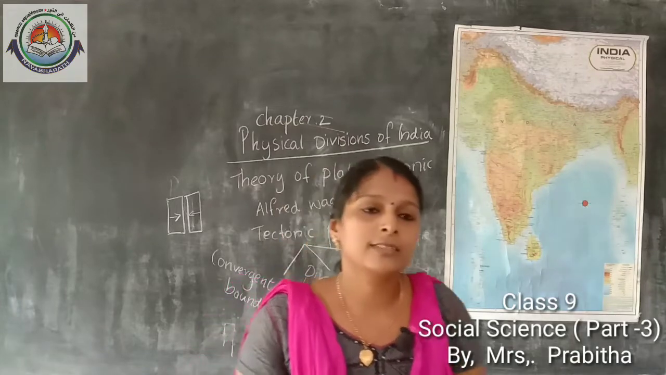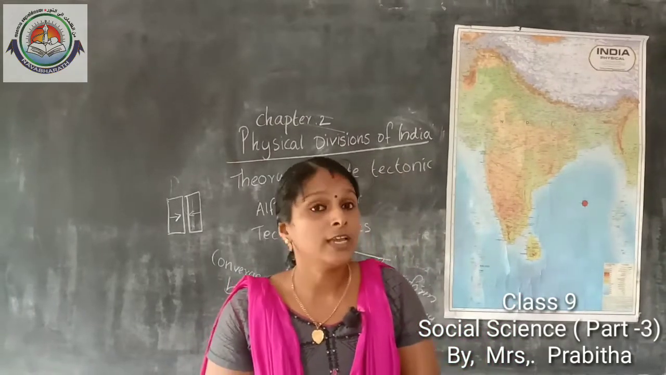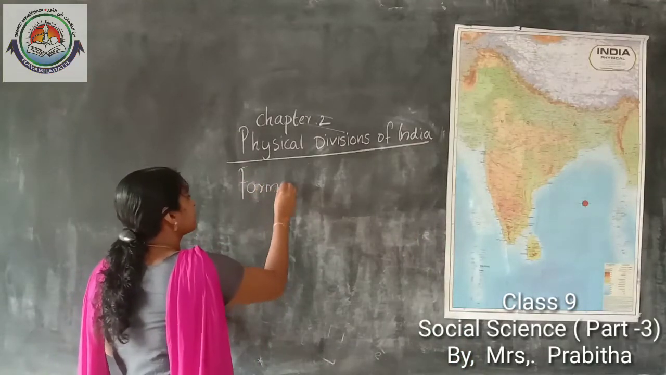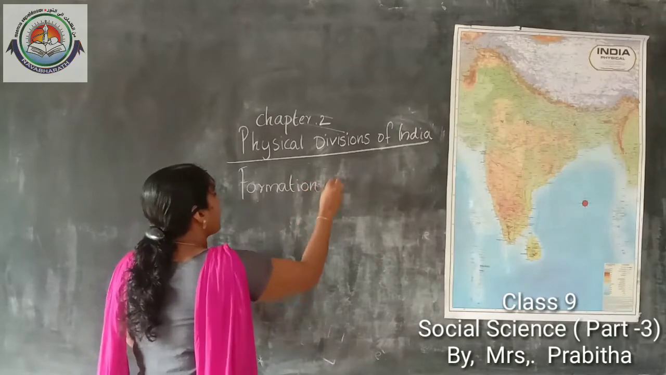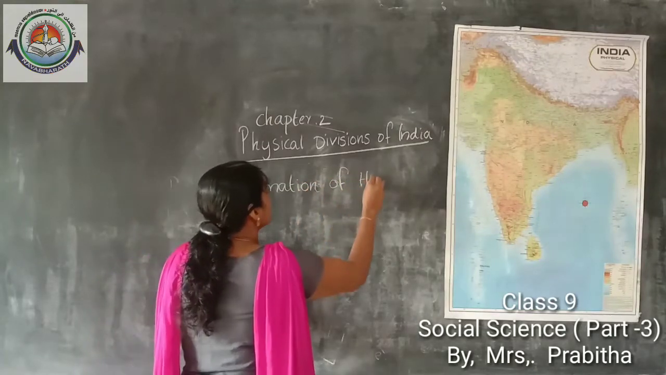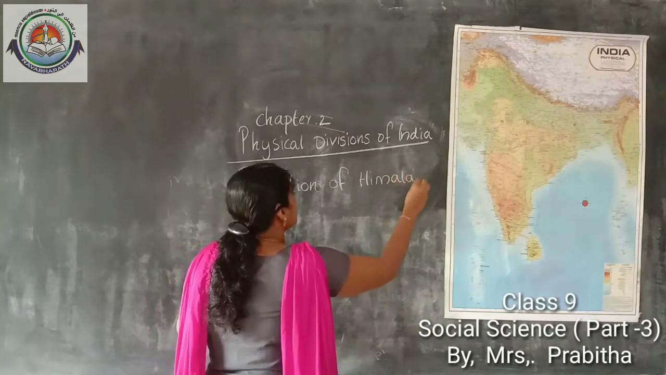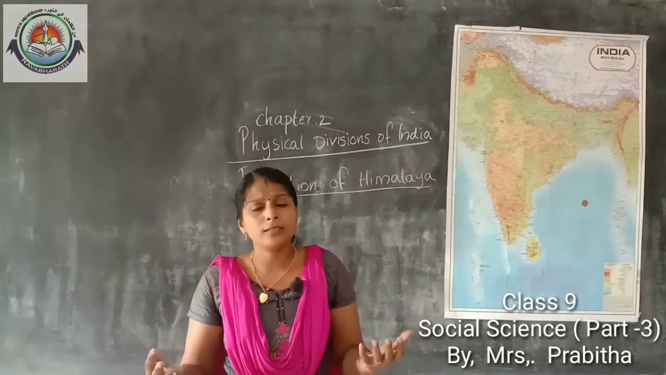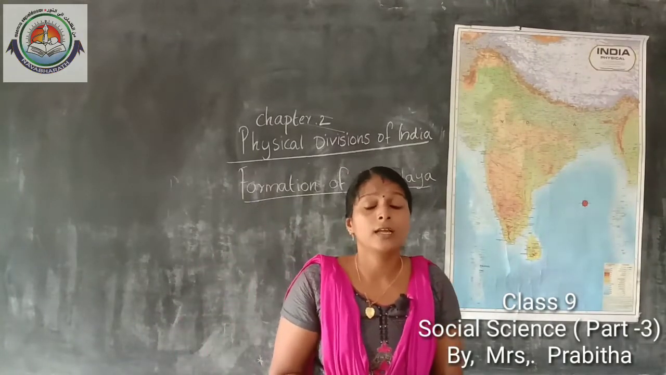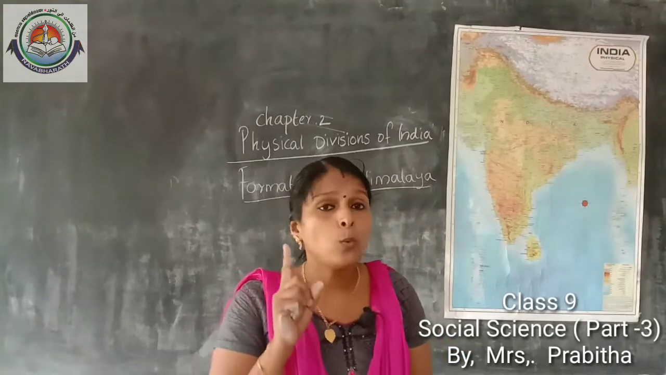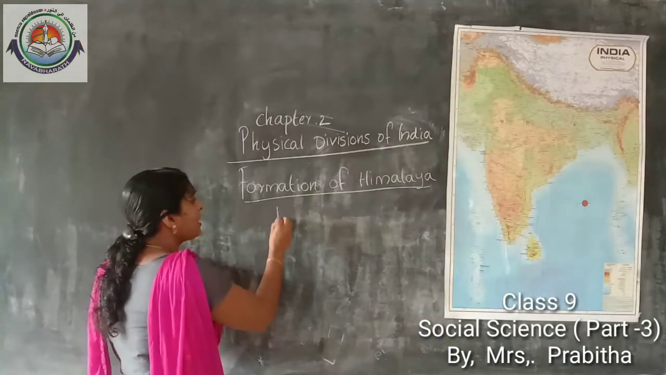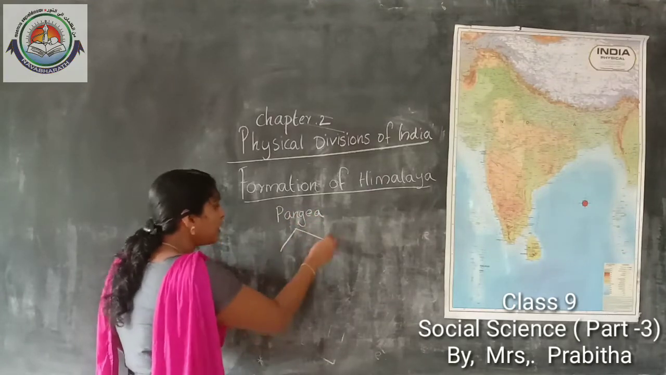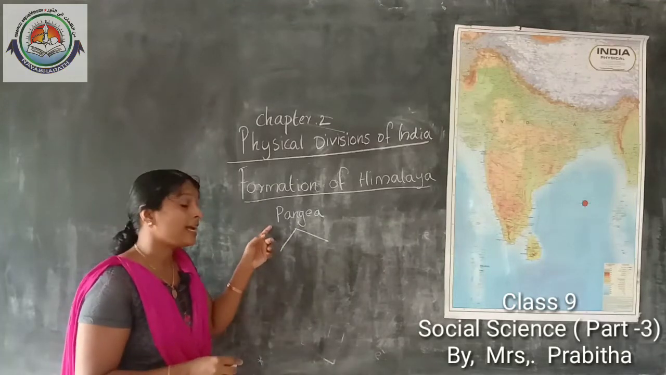Now we can discuss the formation of the Himalaya. Our next topic is the formation of the Himalaya. Yes, you already learned there are 7 continents, isn't it? But earlier there was only one continent. It was known as Pangaea.